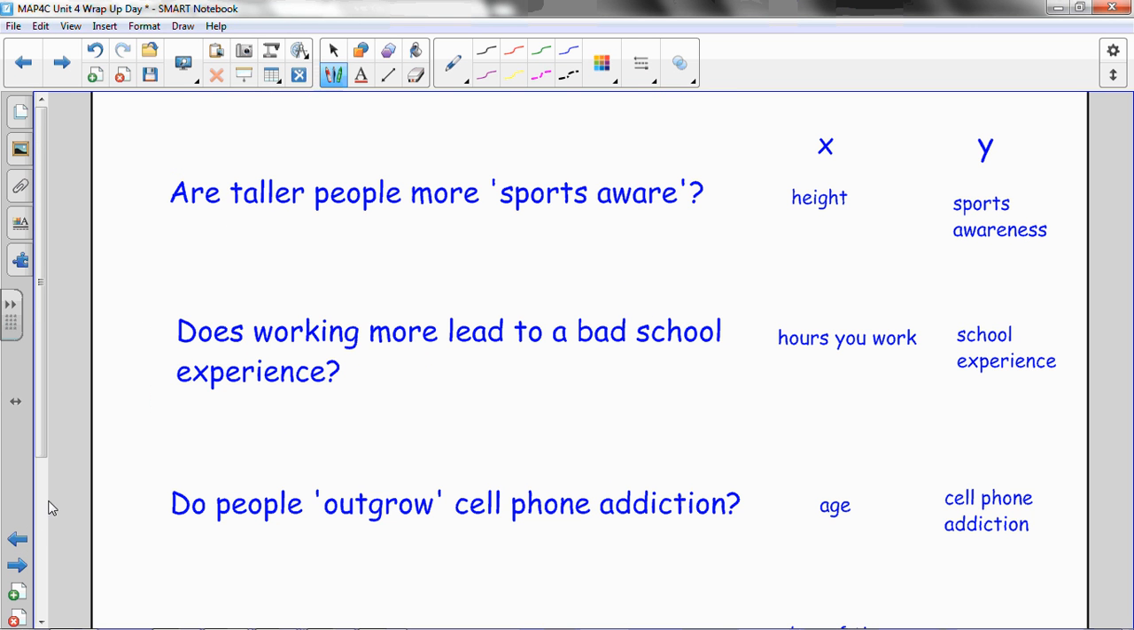So this would be my question, and I'm thinking back to my Restall Sports Awareness Index. My question is, are taller people more sports aware? Where sports aware is an index that I made up. And so the idea here is that you're going to ask some questions, and the answers will go together to make an index of some sort. All right, and I'm going to use this as my example to explain what I mean here.